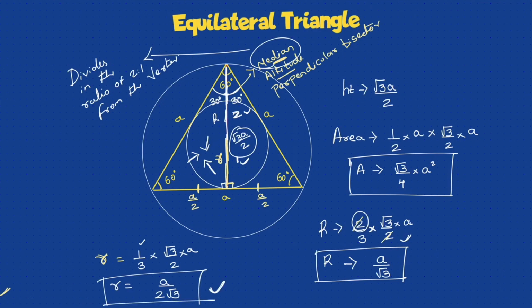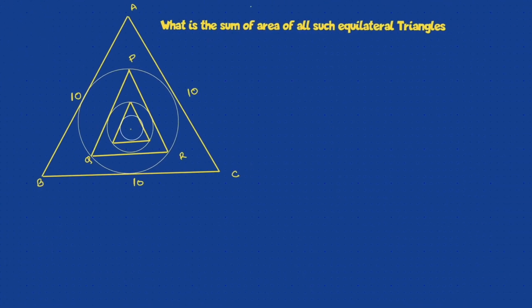Now remember, mug up these formulas. Circumradius is A by root 3, inradius is A upon 2 root 3. Remember all these formulas. Obviously your inradius is smaller, that's why it is divided by 2, and the circumradius is larger, so A by root 3. That's what you have to remember about the equilateral triangle.